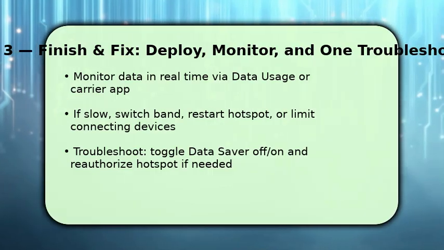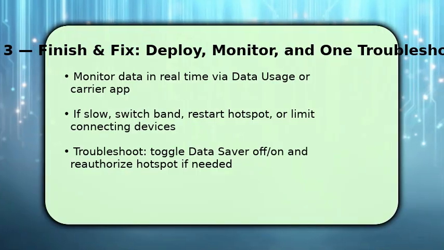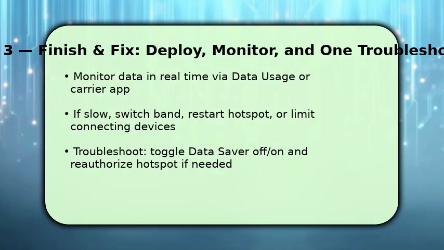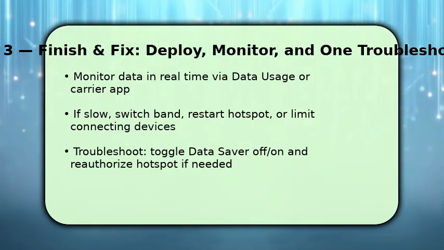If something breaks, toggle Data Saver off and on, restart both devices, and reauthorize the hotspot. That fixes most auth and routing glitches. Remember, small adjustments now save big data later.